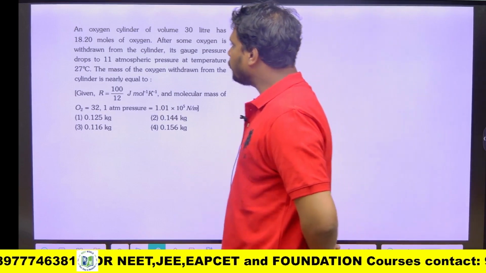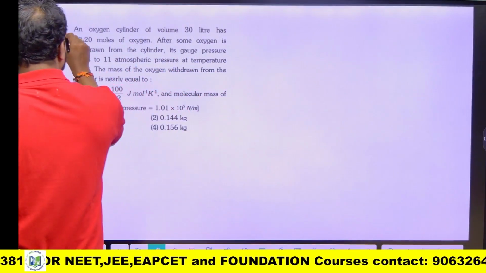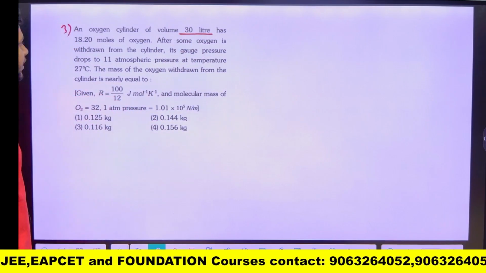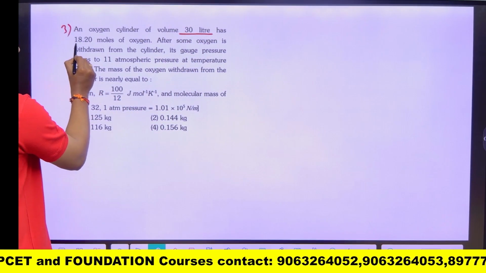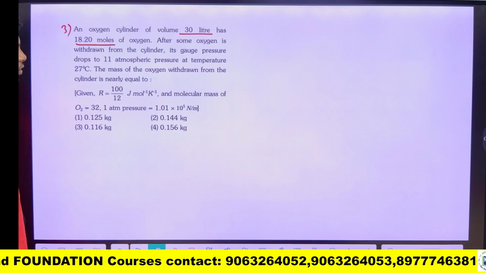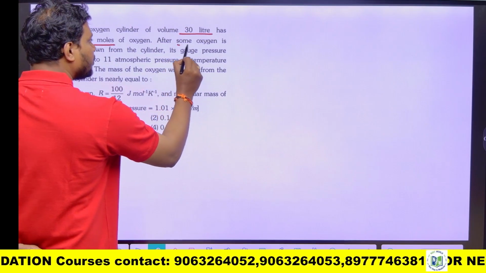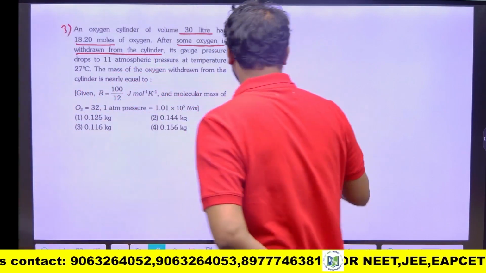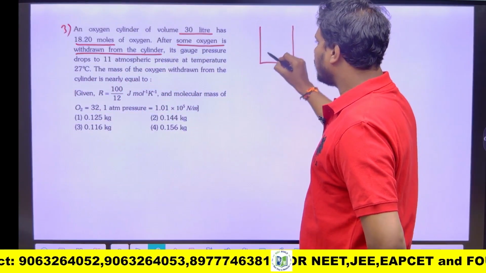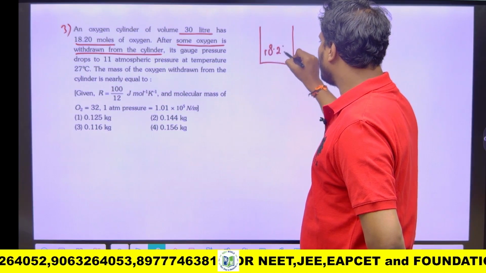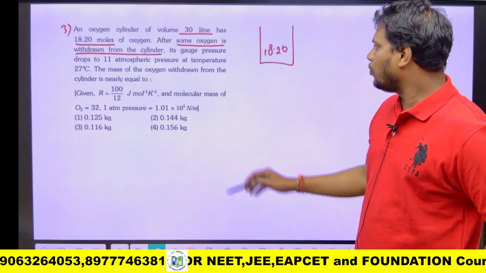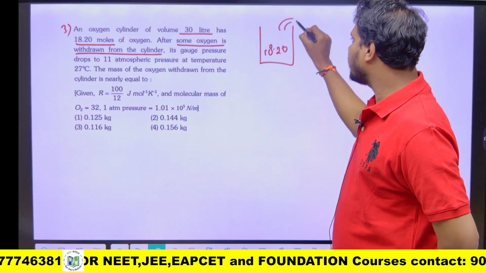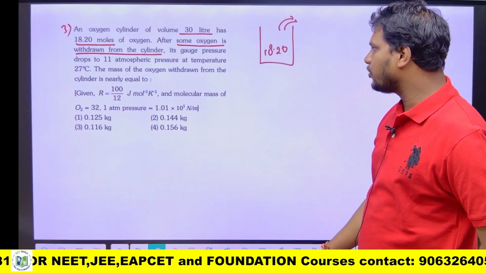Yeah, the next question, question number 3. An oxygen cylinder of volume 30 liter has 18.20 moles of oxygen. After some oxygen is withdrawn from the cylinder, suppose I'll take it as a cylinder. So this cylinder contains 18.20 moles of oxygen. Now after some oxygen is withdrawn from the cylinder, so we are taking some oxygen from the cylinder.